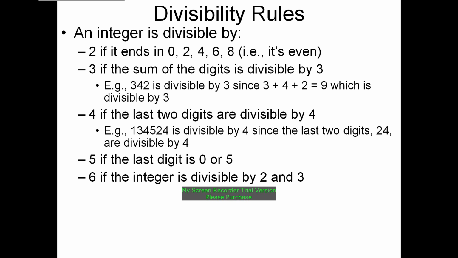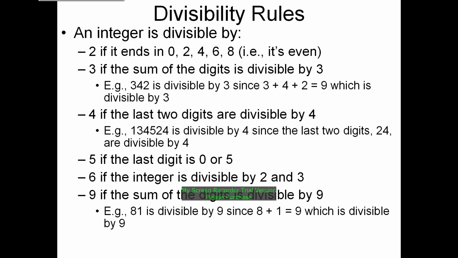7 we don't deal with, it's too complicated. 8 isn't that helpful. And then 9, if the sum of the digits is divisible by 9, same type of rule as for 3's. For example, 81, 8 plus 1 is equal to 9. 9 is divisible by 9, therefore the number 81 is divisible by 9. And then the last one is 10. A number is divisible by 10 if the last digit is 0.